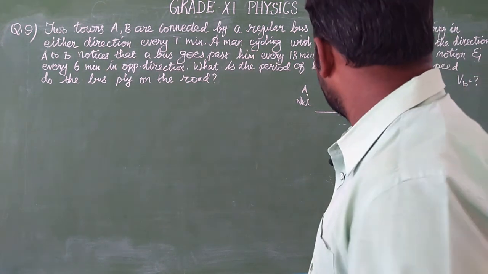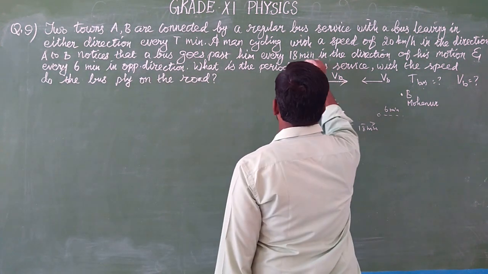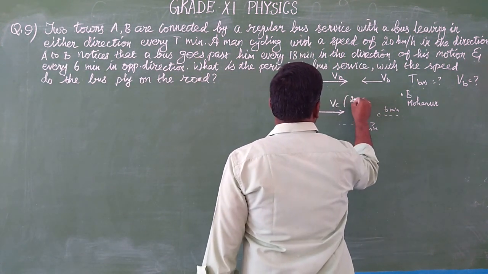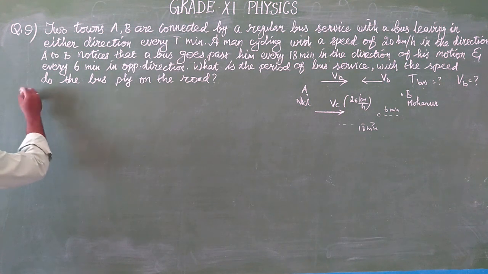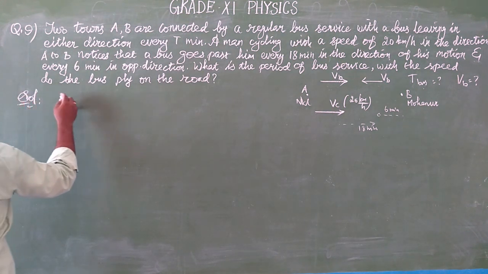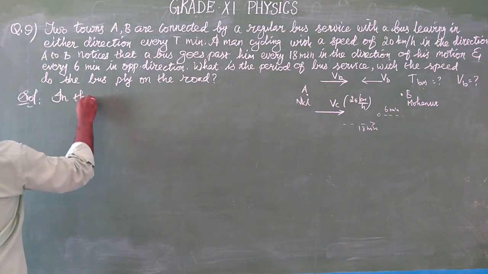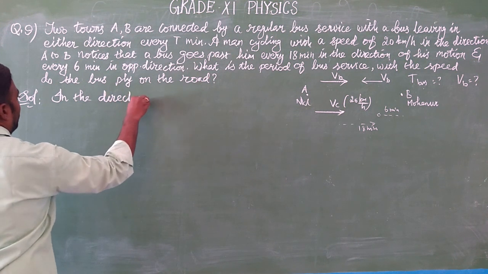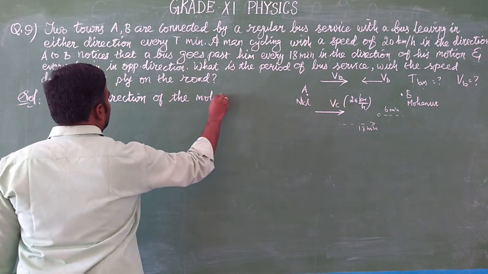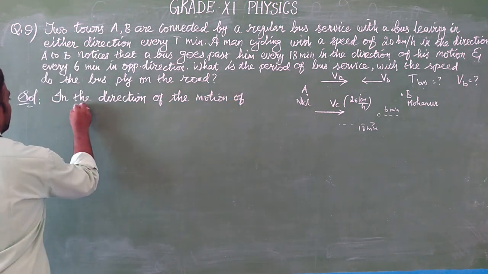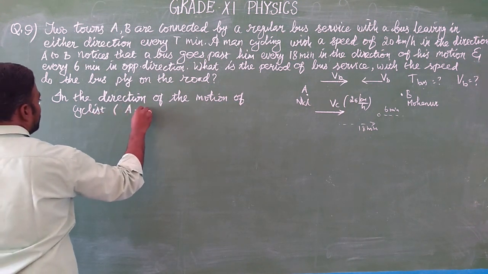Okay. So first we'll write the given things. The cyclist speed is given. What is the speed of the cyclist? It is 20 km per hour. Okay. So we want to solve this. Look at the solution. In the direction of the motion of the cyclist, that is from A to B.